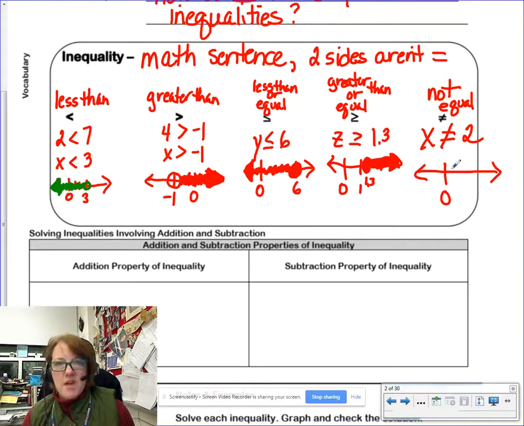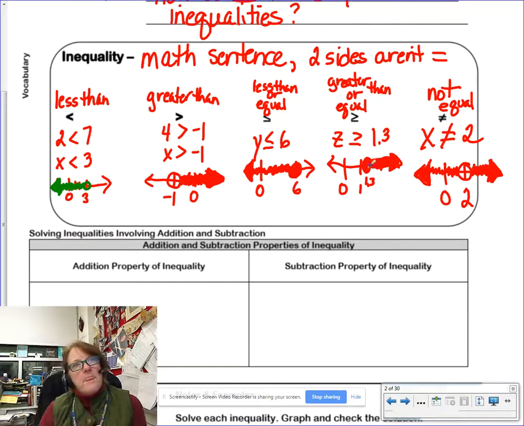Here's 0. Always show me 0. Here's 2. Since I can't be equal to 2, 2 is not a solution, but I'm kind of gauging everything around this number. So put an open circle at 2. This one, we have to shade everything to the right because all of these numbers aren't equal to 2, and shade everything to the left. These aren't equal to 2. Ta-da. All right.